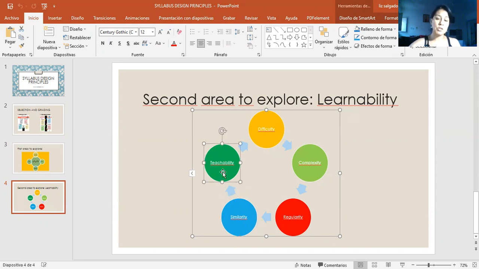And the last one is teachability. In this one, we talk about how maybe as a teacher, we think there are some easily teachable topics, and maybe we assume that students are going to internalize and appropriate them, but it doesn't mean that, because it's easy for me to teach, it's going to be easy for students to learn.